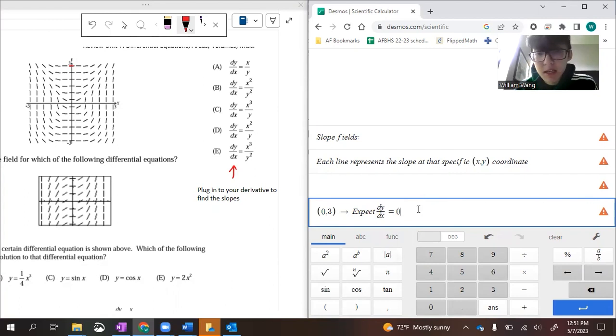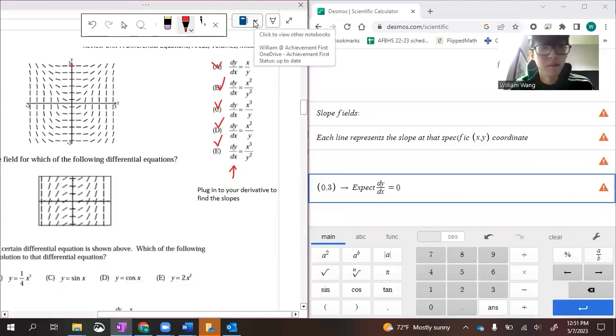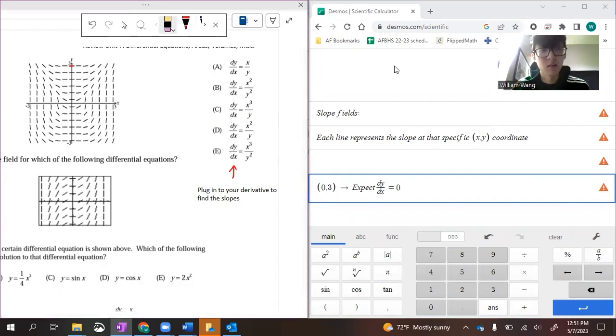So what I would do is mentally plug that in. 0 for x, 3 for y. Okay, which one of these gives me 0? When I plug in 0 divided by 3, that gives me 0. 0 divided by 3 gives me 0, 0, 0, 0. Actually, all of them have a slope of 0, so that unfortunately does not really help me. It doesn't eliminate any of the answer choices for me.